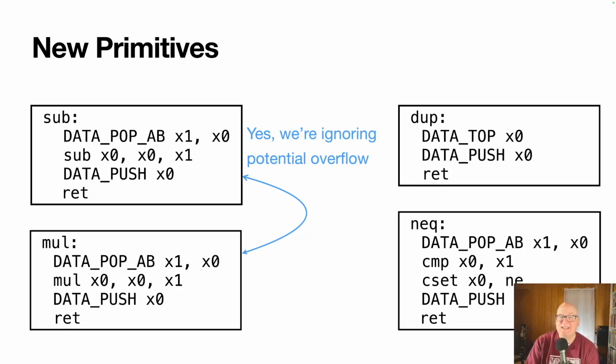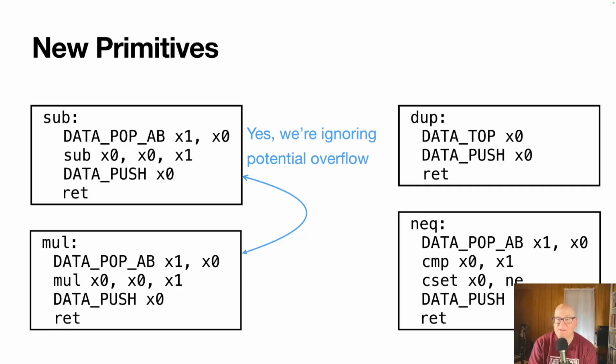All right, and then the next couple were duplicate. So duplicate, you just look at the top element, and we put it in x0, which is the register, and then you push that x0, and now you've got two x0, whatever's in there, on the top.